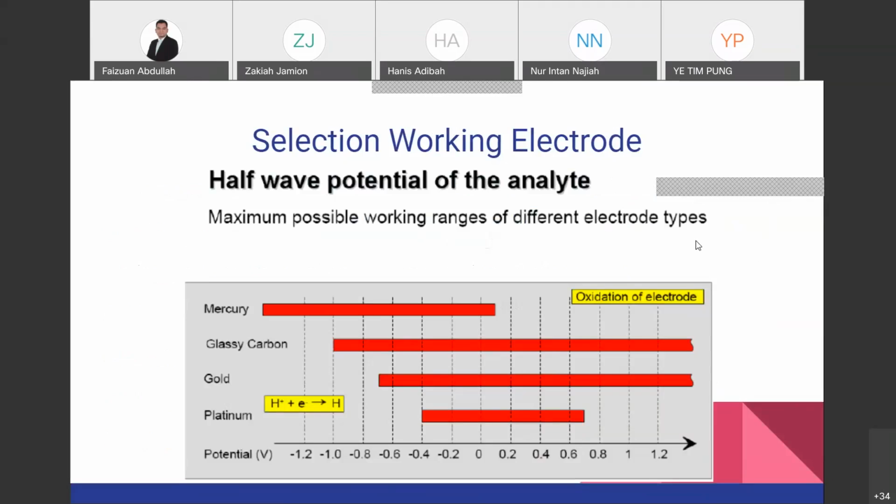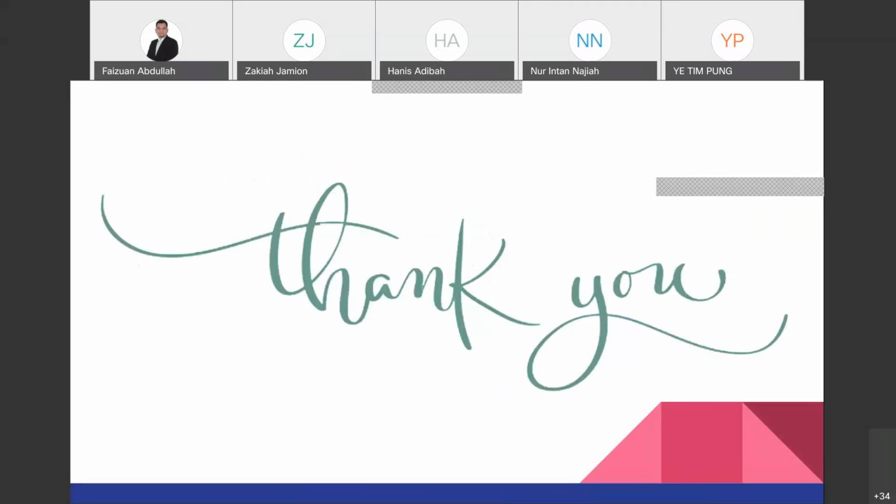The second consideration is that we can look through the window of potential. Through the window of potential and the half-wave potential of the analyte, we can see the maximum possible working range of different electrode types. So from the window of potential, we can choose the suitable electrode for our analysis. Next. Okay. Thank you.